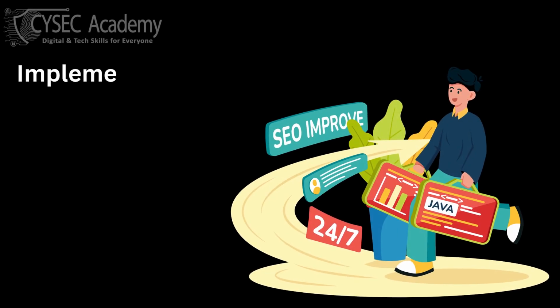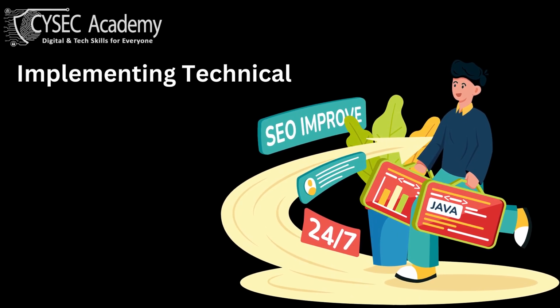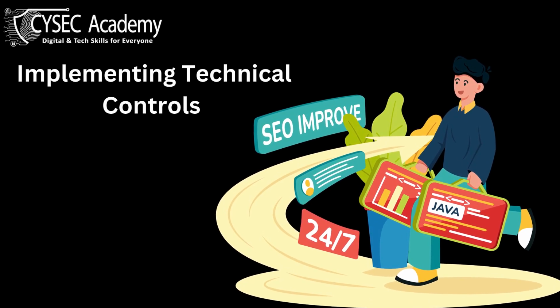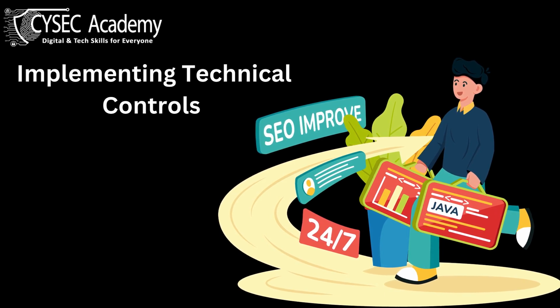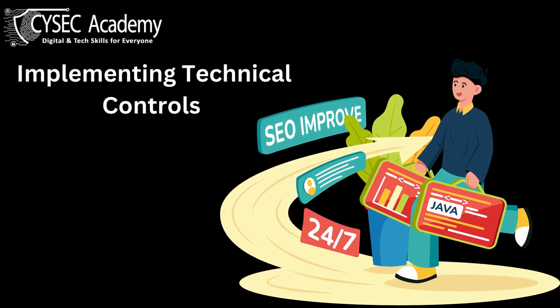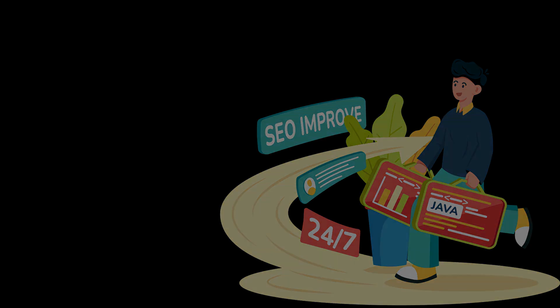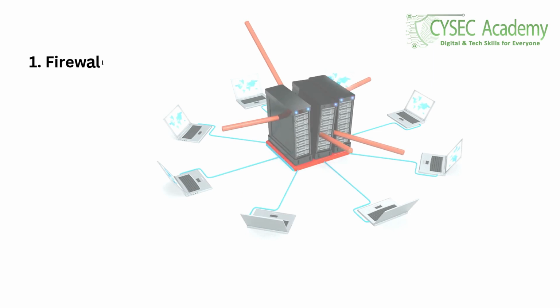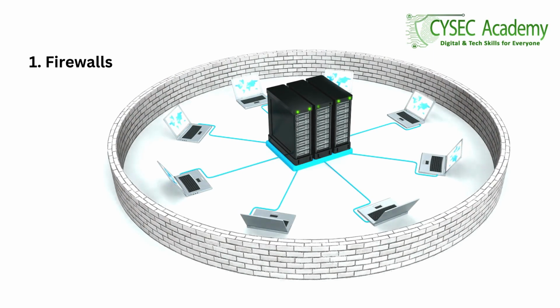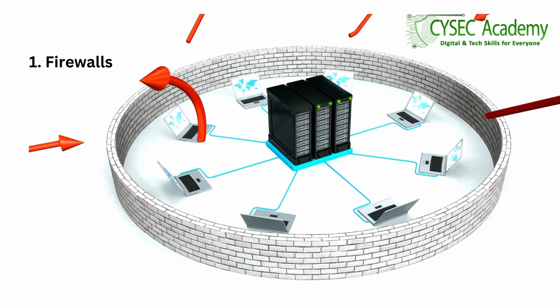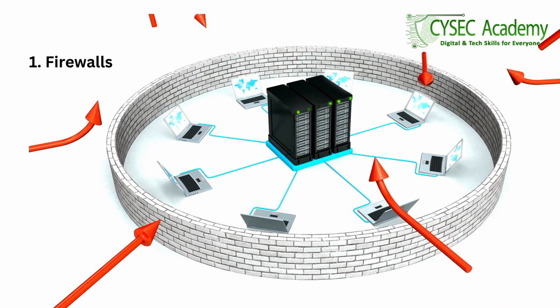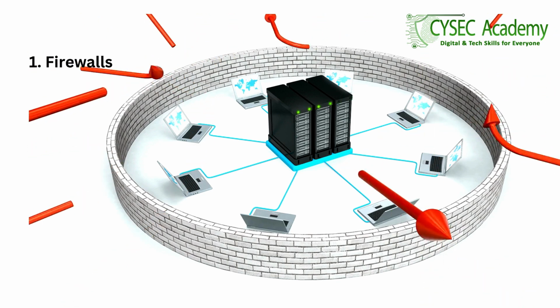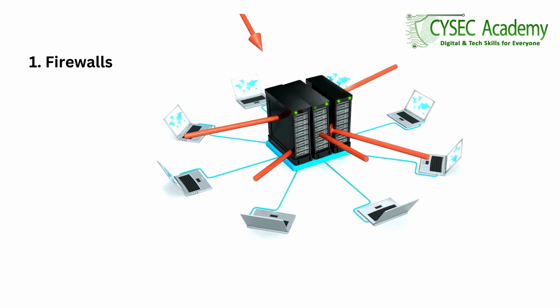Next, let's discuss the implementation of technical controls, e.g., firewalls, encryption, access controls. Technical controls are security measures that use technology to protect information systems and data. 1. Firewalls. Firewalls are one of the most fundamental technical controls. They act as a barrier between a trusted internal network and untrusted external networks, such as the internet.